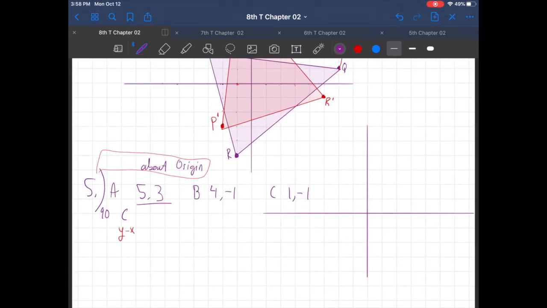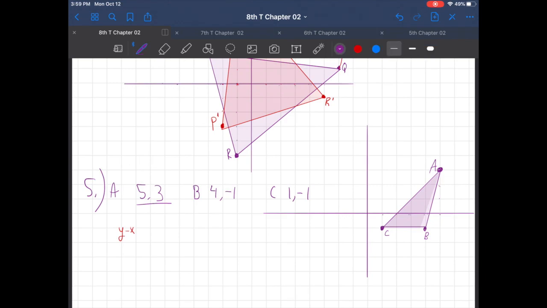Let's plot our points, 5 and 3. So we have 1, 2, 3, 4, 5. We have 5 and 3. So 5 and 1, 2, 3. That's my letter A. Then we have B, which is 4, -1. 1, 2, 3, 4, -1. It's my letter B. And then C is 1, -1. Right there. So that's C. Looks like we have a triangle. There we go. Let's make that better. That's better.